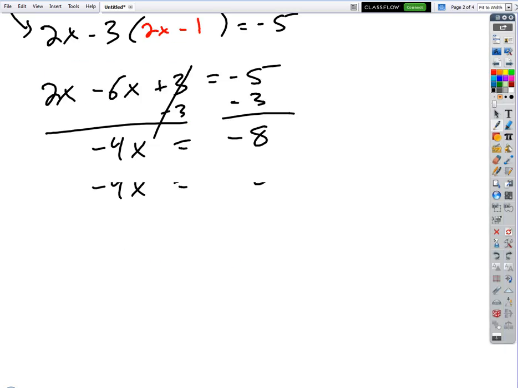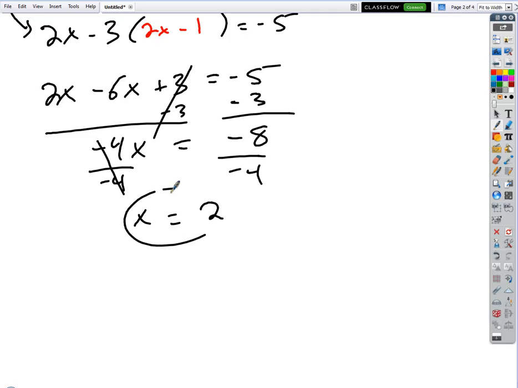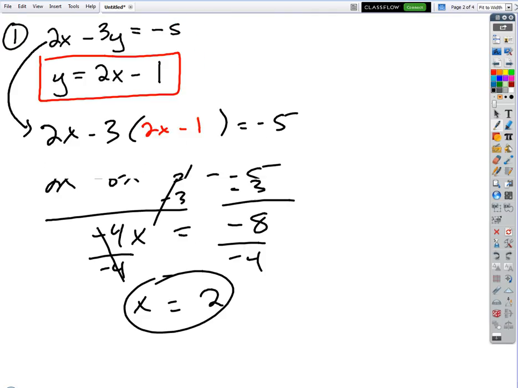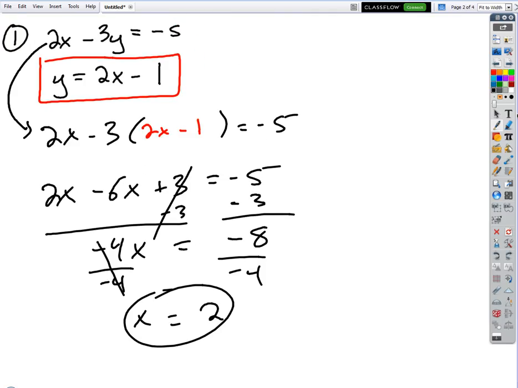Okay, so that's getting easier. Last step. Okay, we got to be careful of the sign rules here. If I divide a negative by a negative, I get positive. So 2. Okay, good. We got x equals 2. Now what? Plug it in.